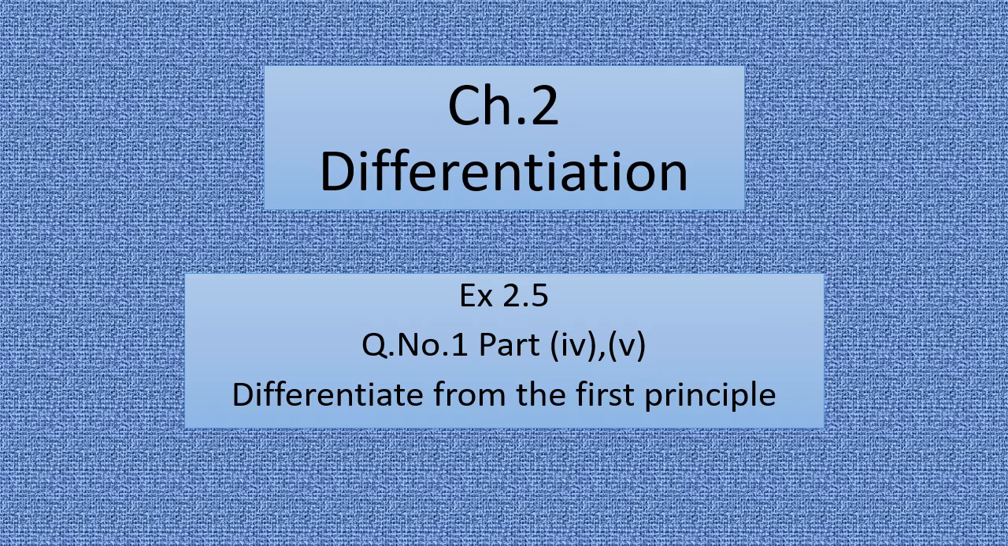Bismillahirrahmanirrahim. Exercise 2.5, question number 1. We are going for part 4. The given function is cos of x square. So let's take y equals to x square.